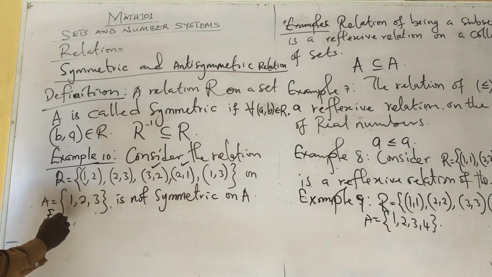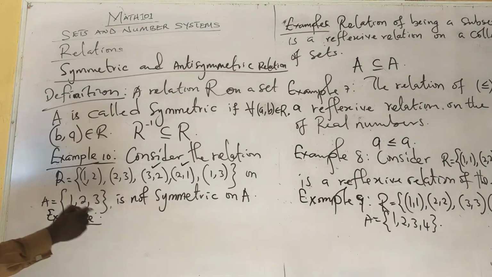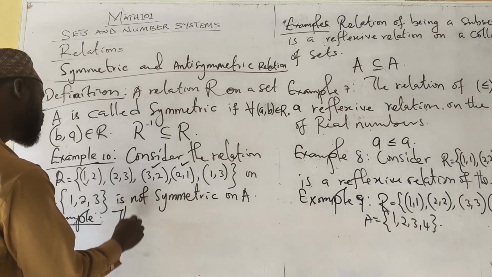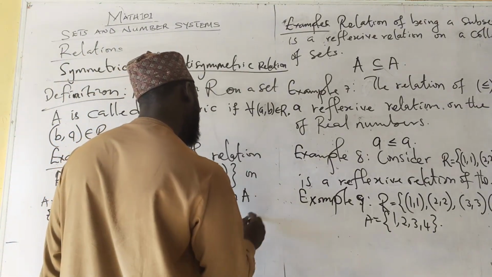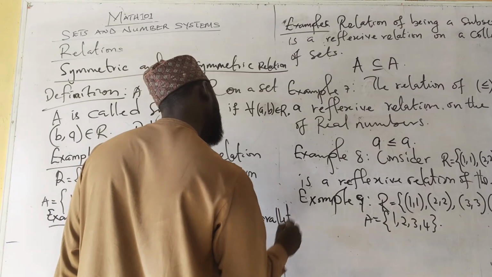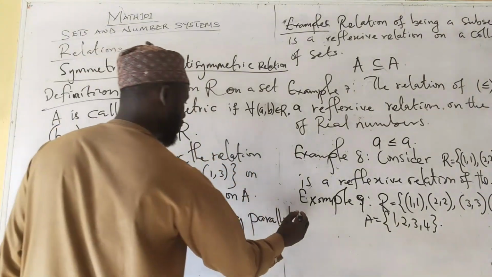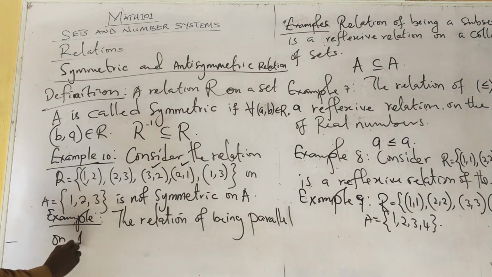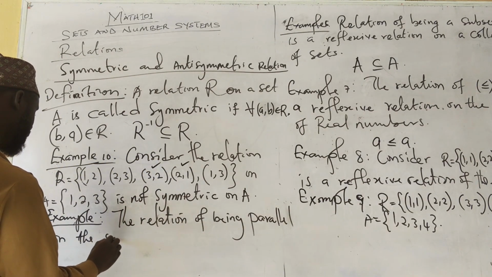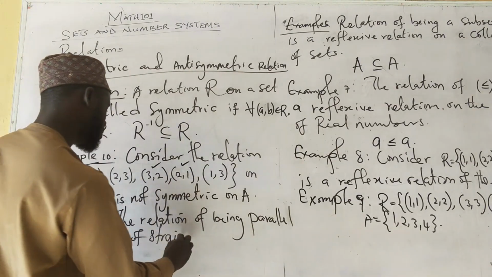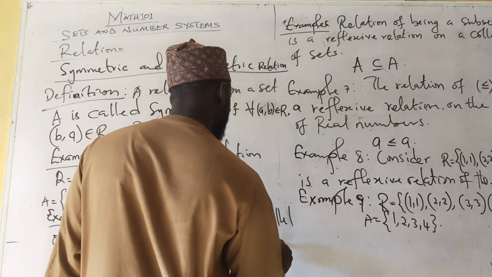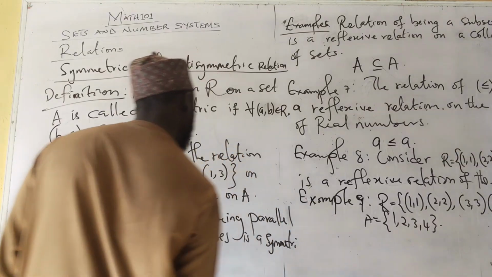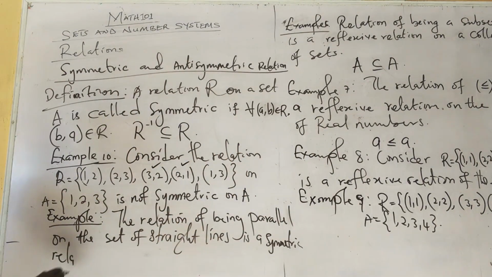So another example, the relation of being parallel on the set of straight lines is a symmetric relation. It's a symmetric relation. Why?